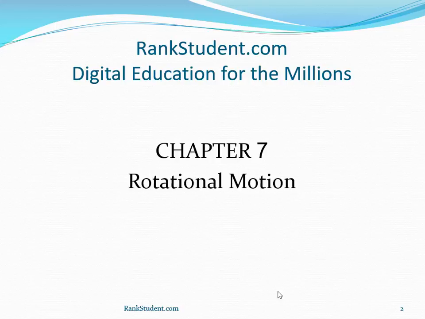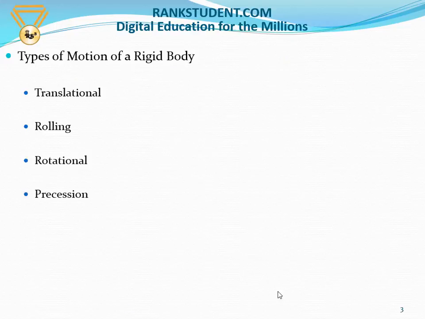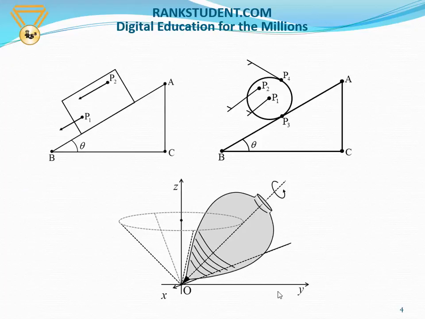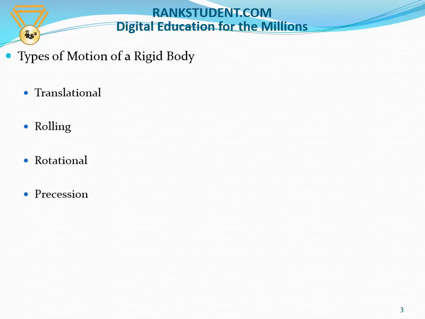I'm Dr. Ahmed. I'll be your host for this important chapter on rotational motion. The types of motion of a rigid body can be classified into translational motion, rolling motion, rotational motion, or motion in precession. For instance, we have here a block that is sliding down an inclined plane, and that's an example of translational motion.